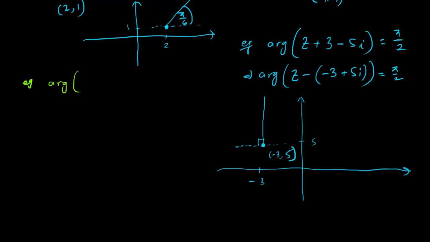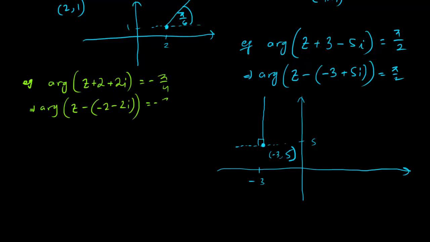Here is another one. Argument of z plus 2 plus 2I equals minus pi by 4. First of all, let's find the starting point of the half line. It is going to be z minus, since it has to be negative, so z minus (minus 2 minus 2I) equals minus pi by 4. So minus 2 is going to be the starting point, (minus 2, minus 2).